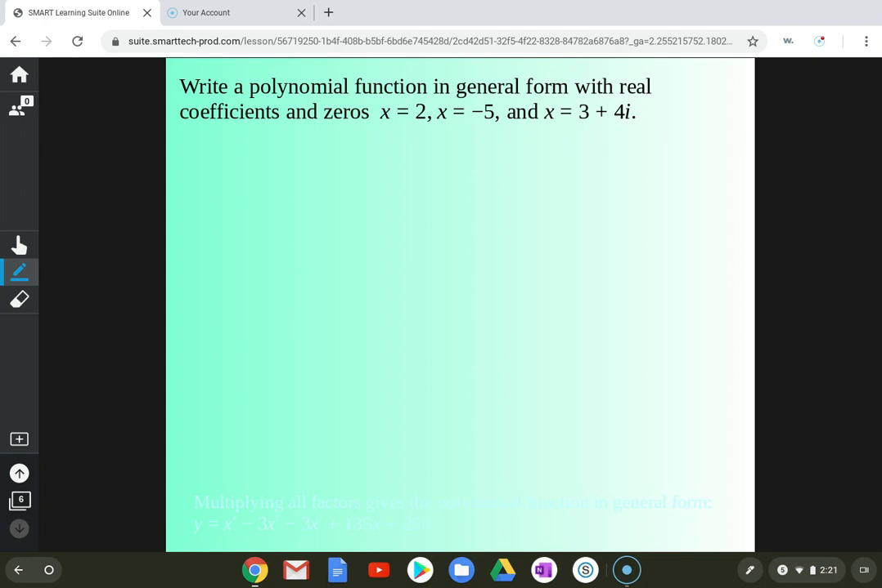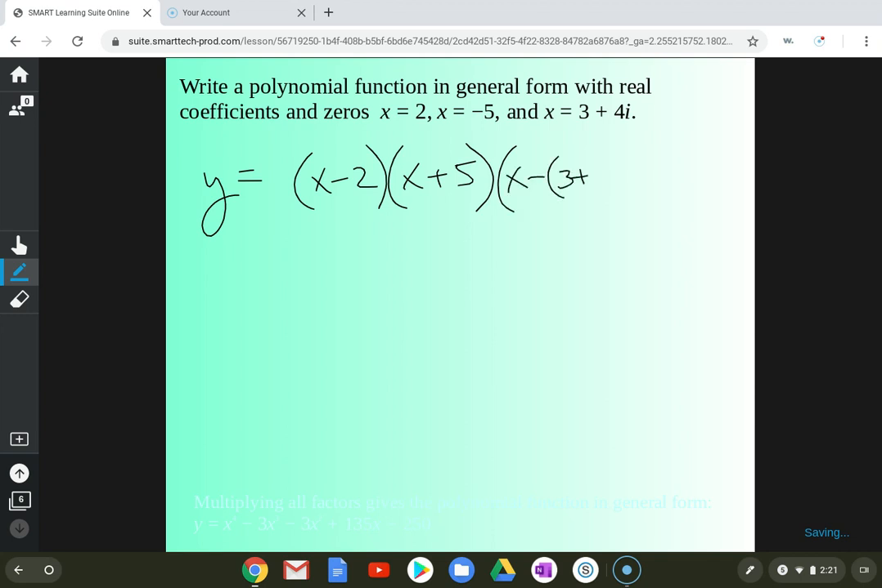Last one, we have to learn how to multiply factors together, which you've done for years, but we're going to do it again with imaginary numbers this time, just to make sure we remember. All right, so write a polynomial in general form with real coefficients and zeros at 2, so a factor would be x minus 2, -5, so the factor would be x plus 5, and 3 plus 4i, x minus the quantity 3 plus 4i. So we have an issue.